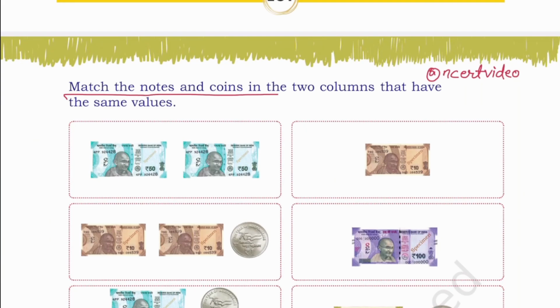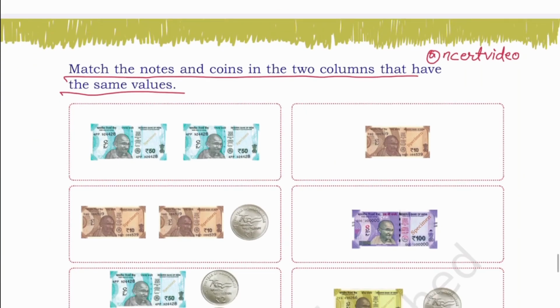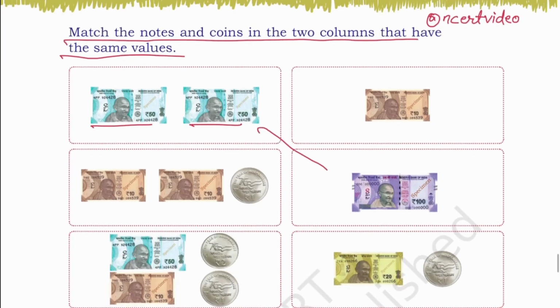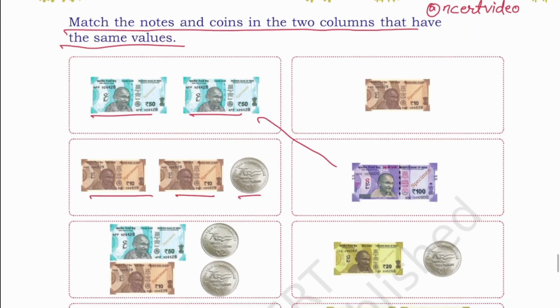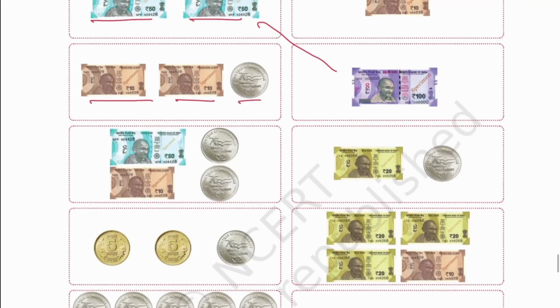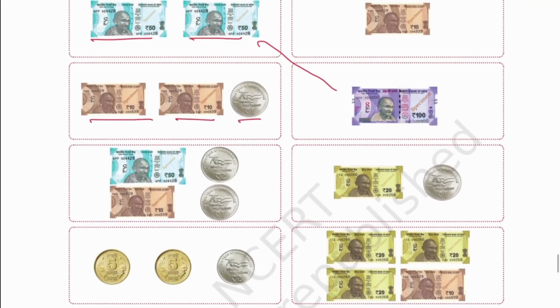Match the notes and coins in the 2 columns that have the same value. 50 plus 50 will make 100. Similarly, 10 plus 10 and this 1 rupee, that is 21: 10, 10 and 1. 10 and 10, 20, and 1 rupee coin, 21. Similarly, 50 and 10, 60, and 2, 62, and 1, 63.